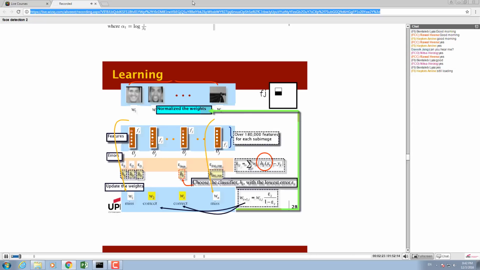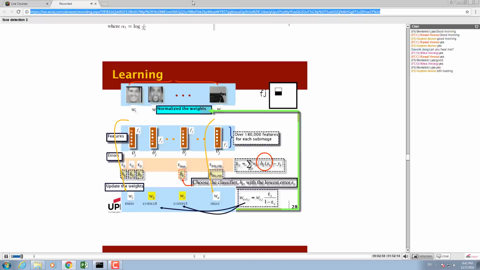So based on the e_j, for every feature, we try to select just one feature and build a weak classifier based on that feature. So that becomes the winner of this first loop. Okay, so that is h_t. h_t is the best weak classifier, or best feature for now, based on the error, because it has the lowest error.